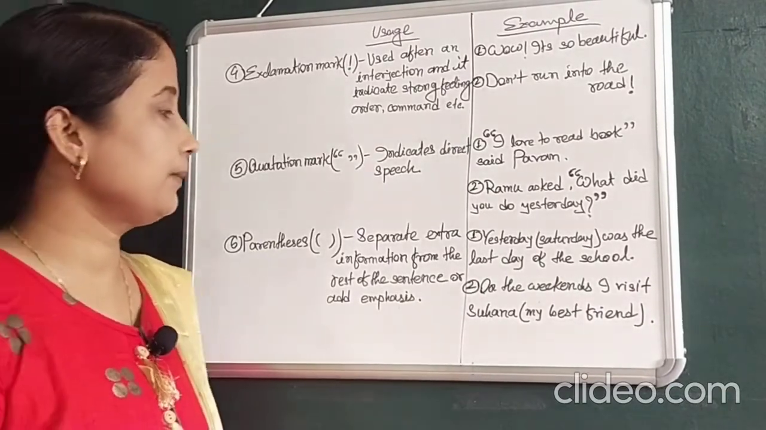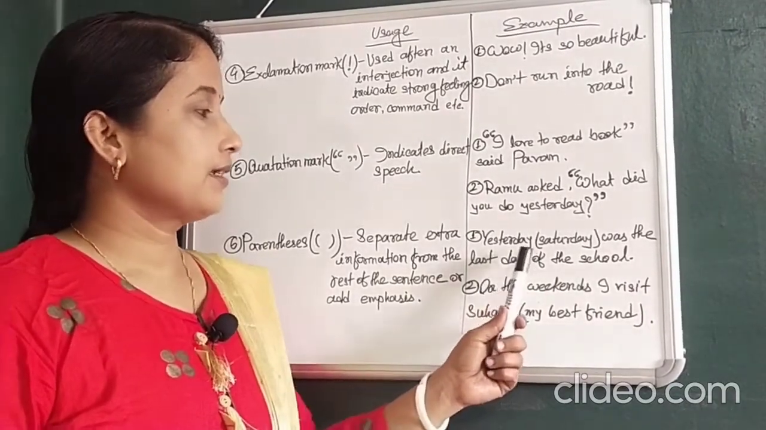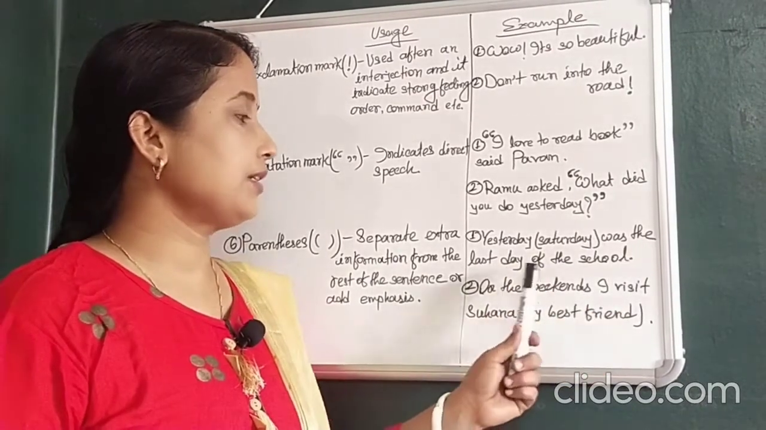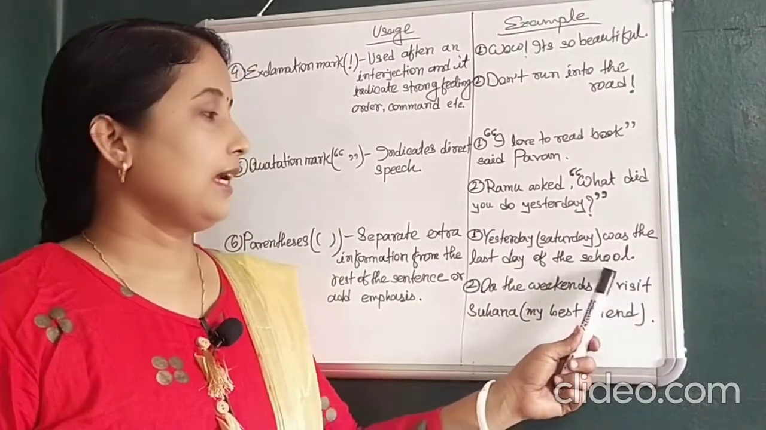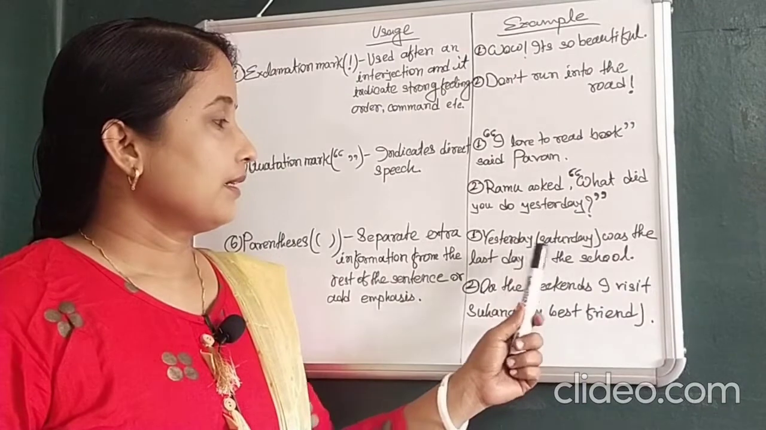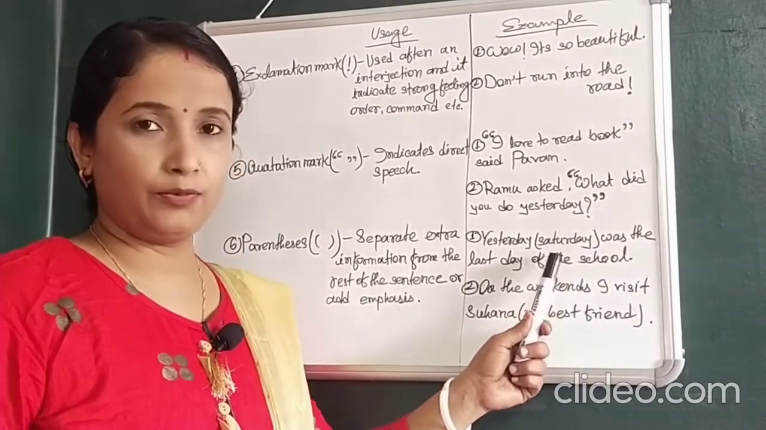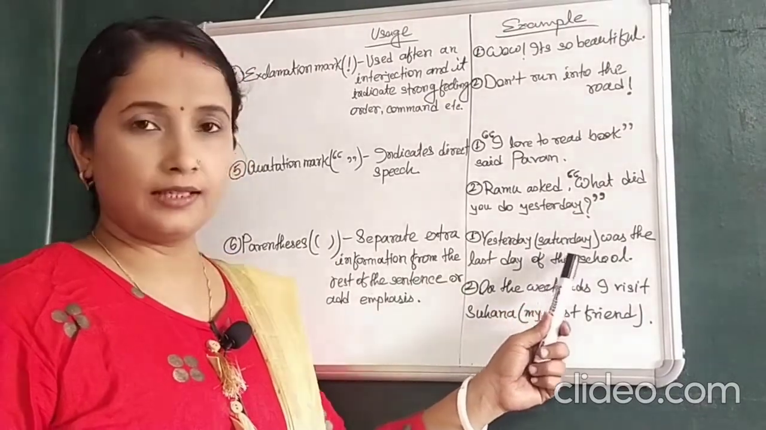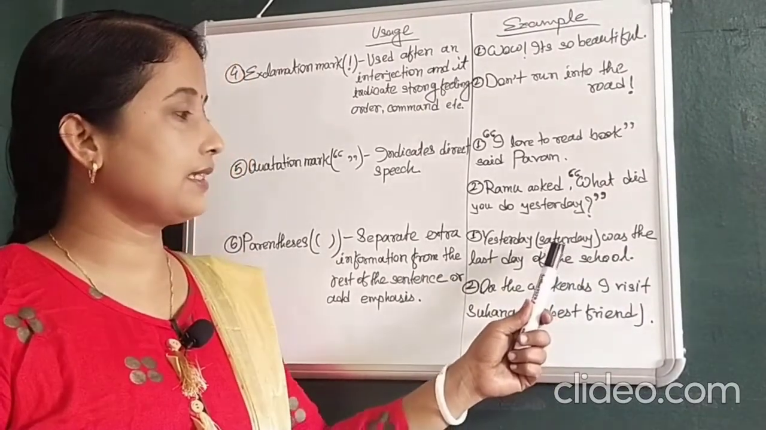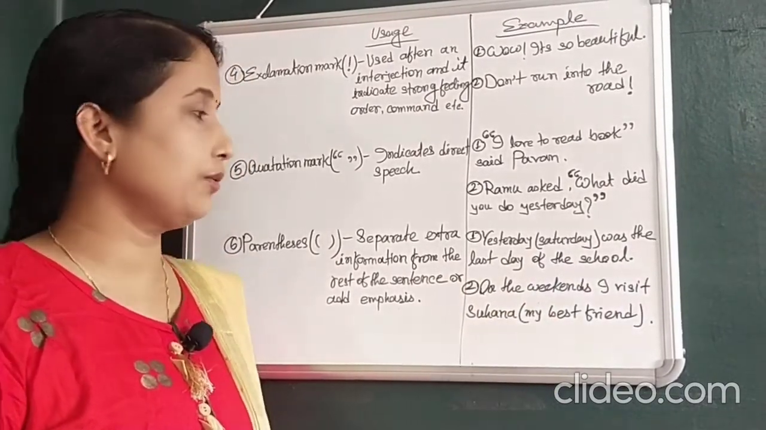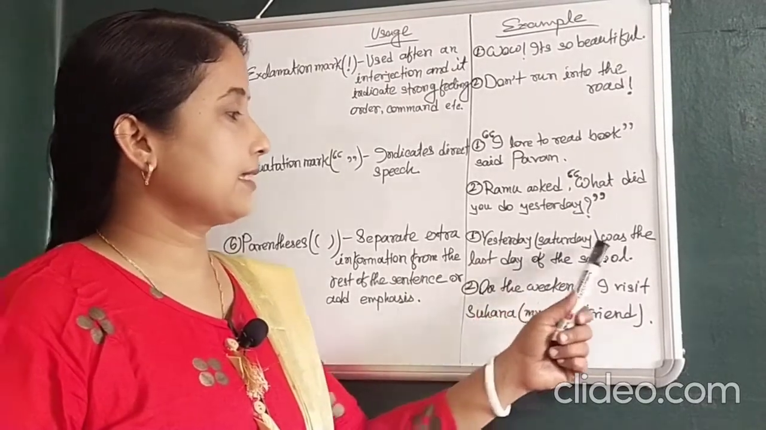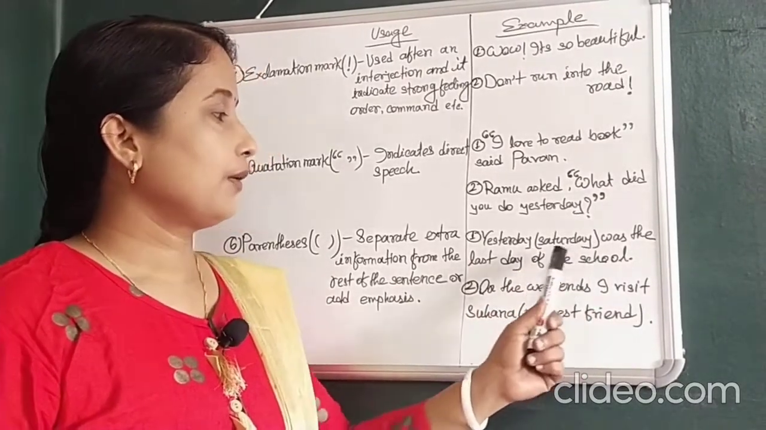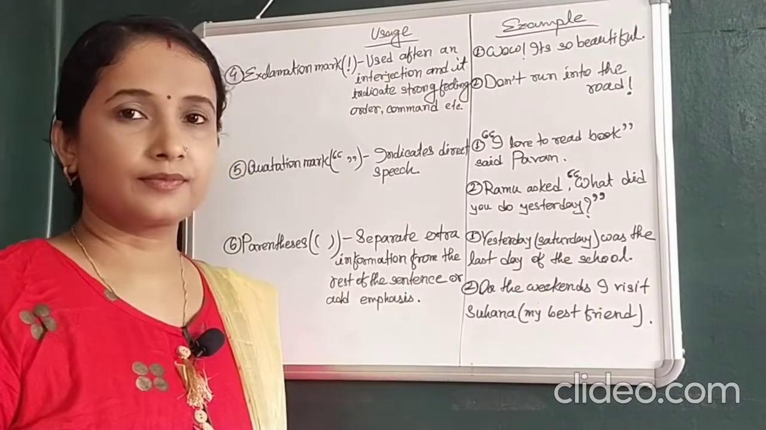Let's see an example. Yesterday (Saturday) was the last day of the school. Here, Saturday is the extra information about yesterday. Yesterday was Saturday. So Saturday is extra information here. So we use parenthesis, round bracket, on Saturday.